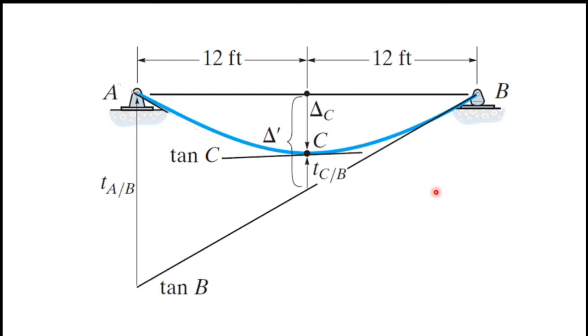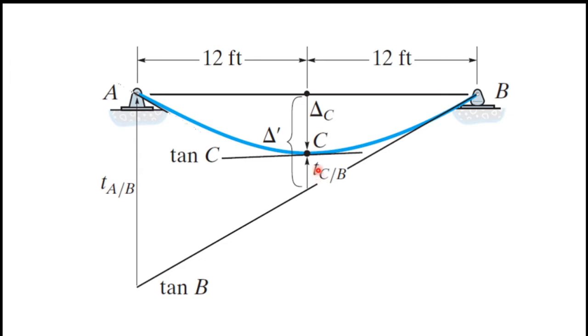Right, next I am going to mark the deflection at point C. You can see I marked it as delta C. This is the deflection of point C, so actually this is the answer. We have to find this delta C. Then TAB. You can see this is tangent B, right? So I mark the deflection of point A with respect to tangent B. You can see this line I marked from tan B to point A. So this is the t of A with respect to B, or we can say TAB.